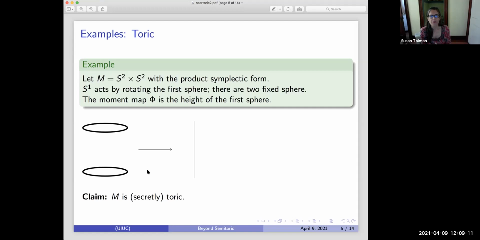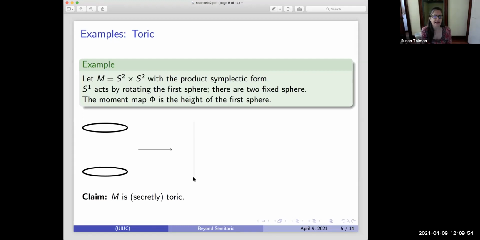So let's start off with a toric example. Let M be S2 cross S2 with the product symplectic form. And S1 can act by rotating the first sphere. So if you do this, there are two fixed spheres. And the moment map is the height of the first sphere. And so the moment map will be constant on the two fixed spheres. So here we have a picture. That's what this picture is supposed to indicate: we have the two fixed spheres and the moment map is taking them to different values of R.